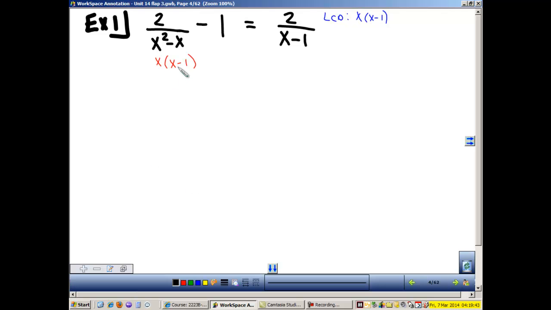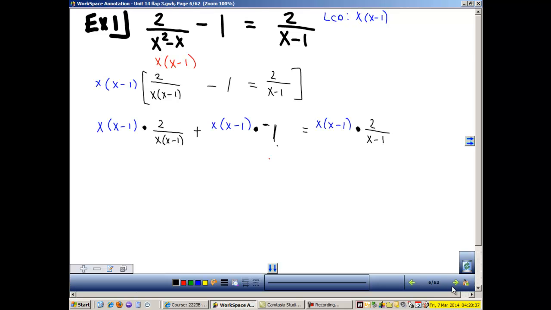Remember that we want to include each piece in our least common denominator. Multiply the least common denominator to each term in the rational equation. This will eliminate our fractions. In the first term, the x and the x minus 1 cancel, leaving 2. In the second term, just multiply negative 1x to x minus 1. And in the third term, the x minus 1 cancels, leaving 2x.